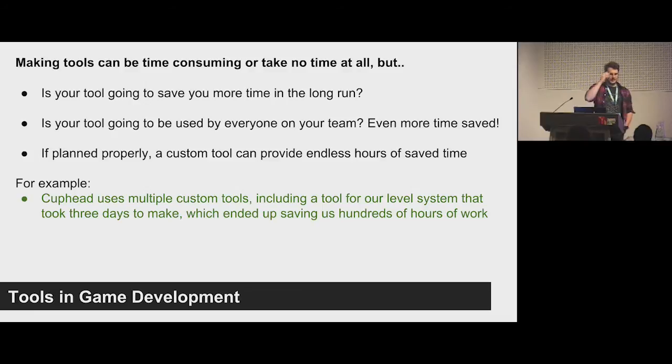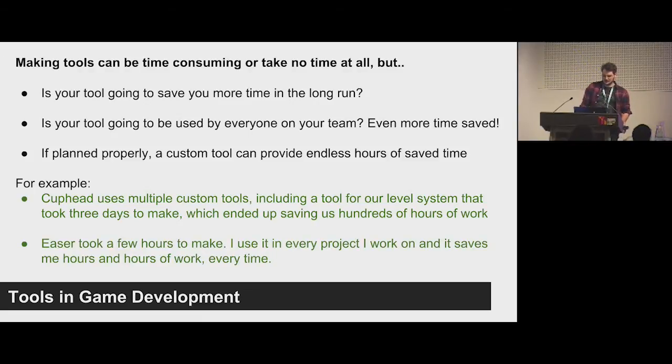It was just a quick tool, a window where you select your boss and change all the properties there. It's essentially a centralized database editor. And that ended up saving us hundreds and hundreds of hours of work. We would have missed E3 deadlines, or had a much smaller amount of actual game if we didn't decide to do this, right? Another example is Easer, which took a few hours to make, and I use it in every single project I make, and it saves me tens, maybe sometimes hundreds of hours every single time.